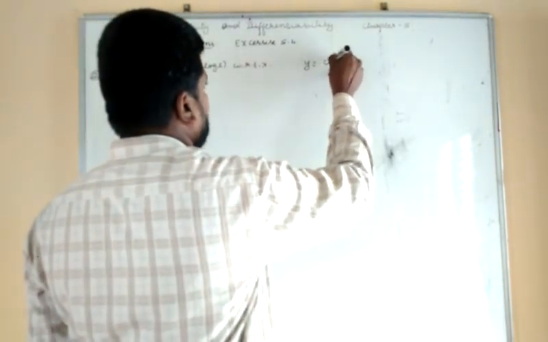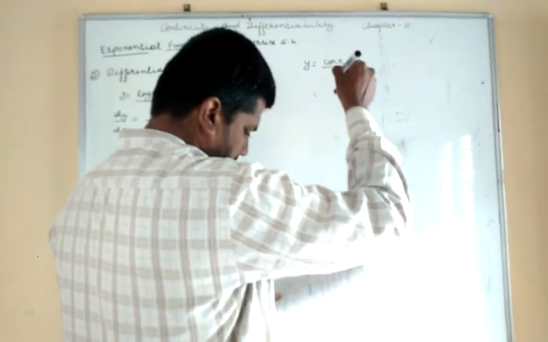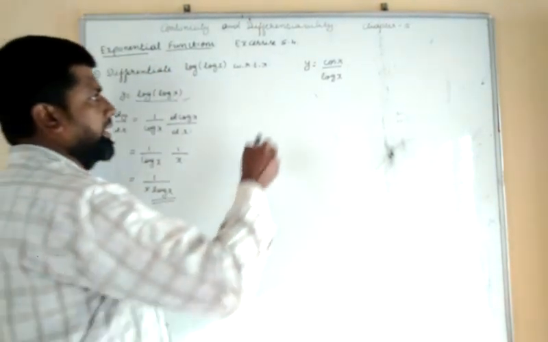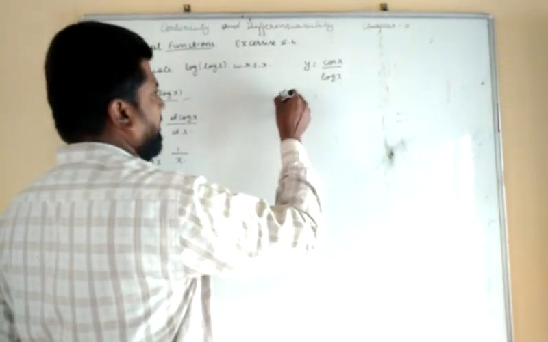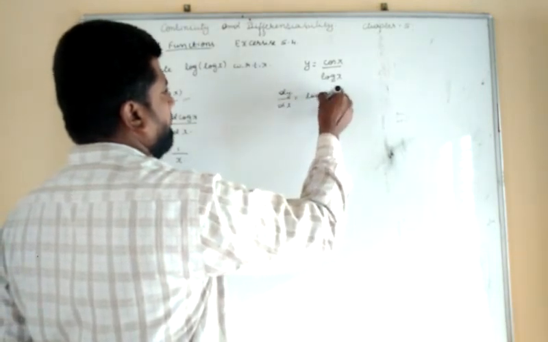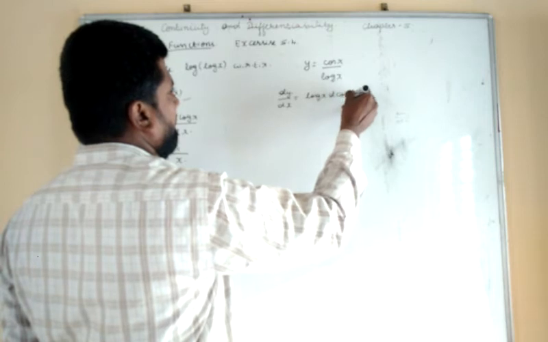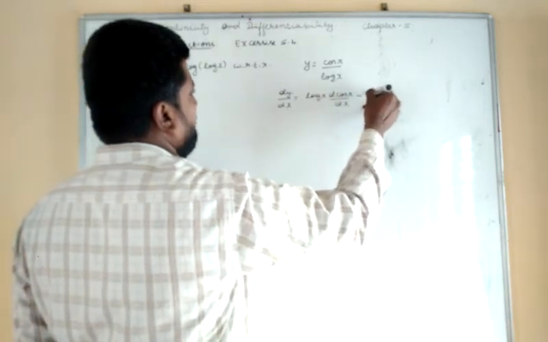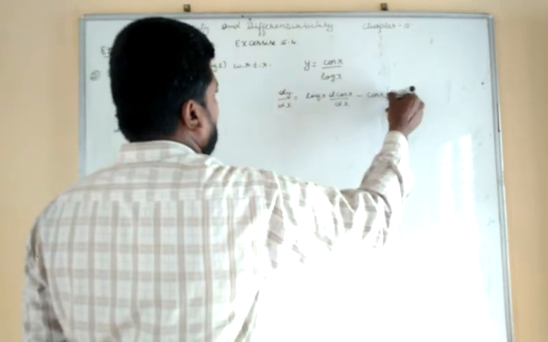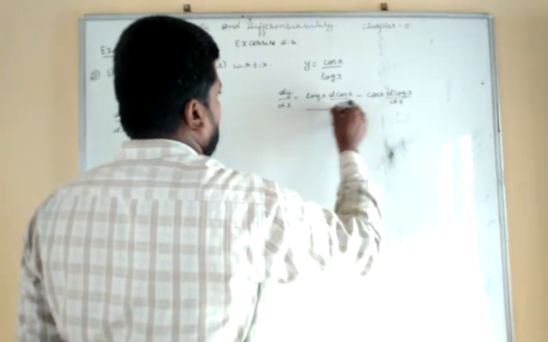So let us take the next problem. y is equal to cos x by log x. Okay, it is in the form of u by v. So let us apply the formula here, quotient rule: dy by dx is denominator into differentiation of numerator, minus numerator into differentiation of denominator, by denominator whole square.